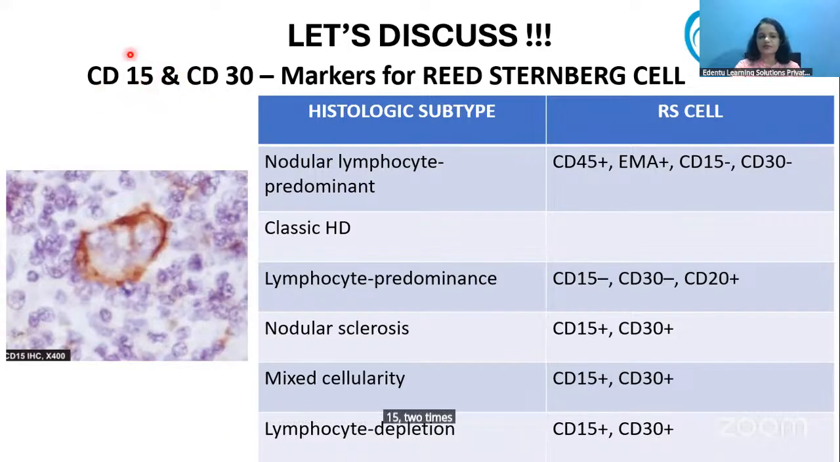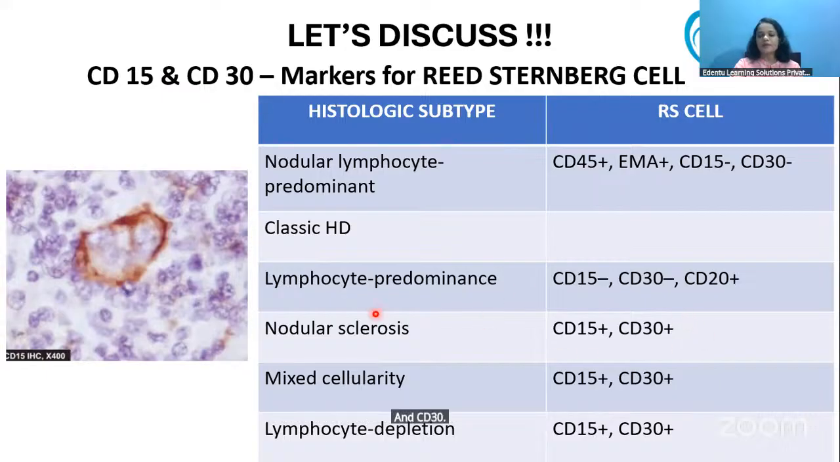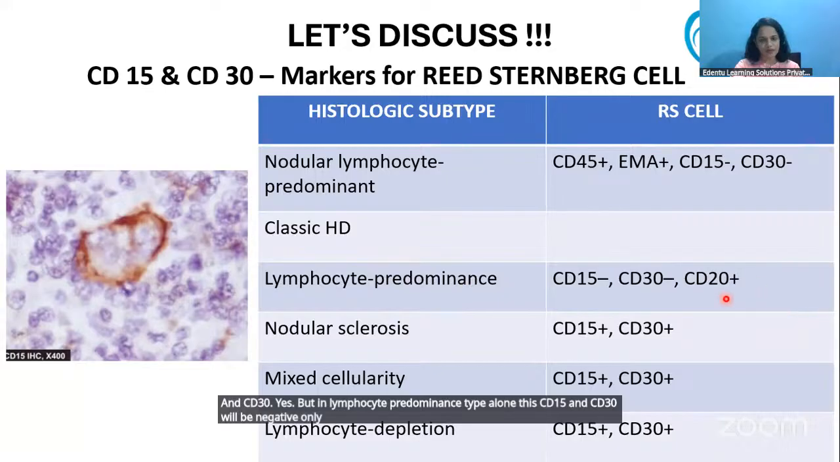Okay, 15 multiplied by 2 is 30. So remember that the IHC markers that will be positive for the Reed-Sternberg cells are CD15 and CD30. But in lymphocyte predominance type alone, this CD15 and CD30 will be negative. Only CD20 will be positive.